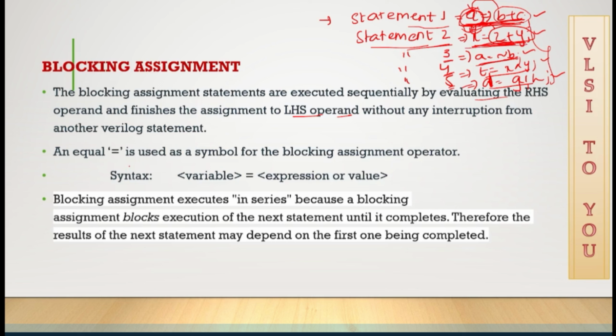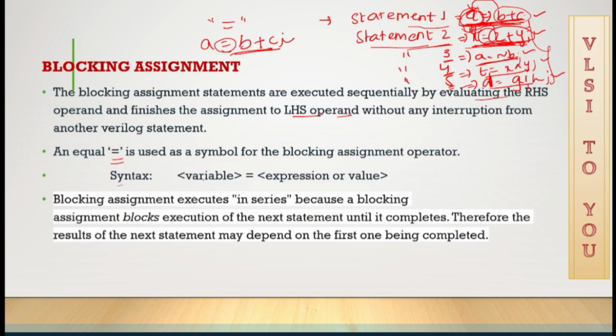For these blocking assignments, what is the syntax you will be using? Equal to. If you are using an equal to symbol, that means you are using a blocking statement. That means here A equal to B plus C, what is this? This is a blocking statement because you are using an equal to symbol. That is why it is a blocking statement.